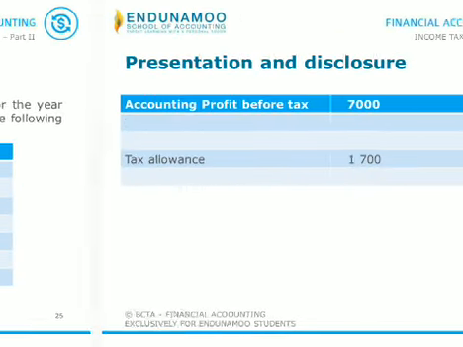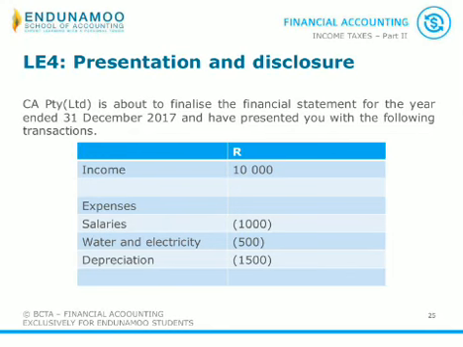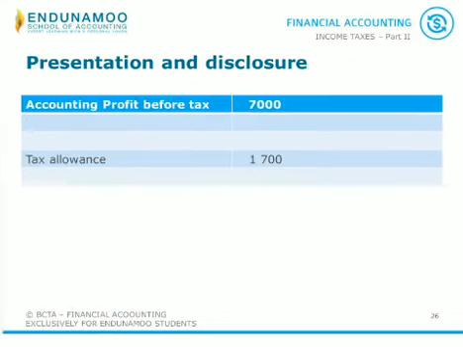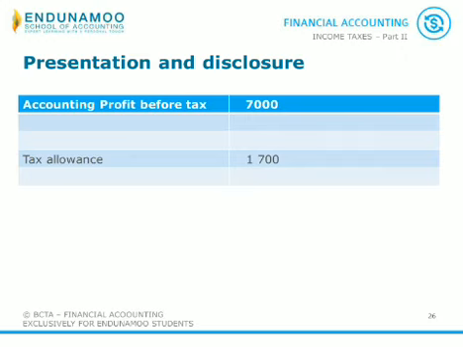Okay, so let us do a quick example. CAPTY Limited is about to finalize the financial statements for the year ended 31 December 2017 and has presented you with the following transactions. They have income of 10K, and then they have expenses, which are their salaries, their water, and their depreciation. So we have 3,000 Rand in expenses, and that results in an accounting profit of 7,000 Rand. And then we have a tax allowance of 1,700 Rand.